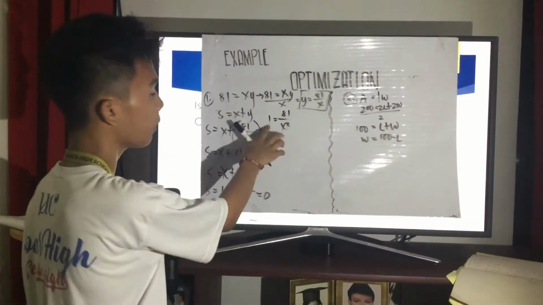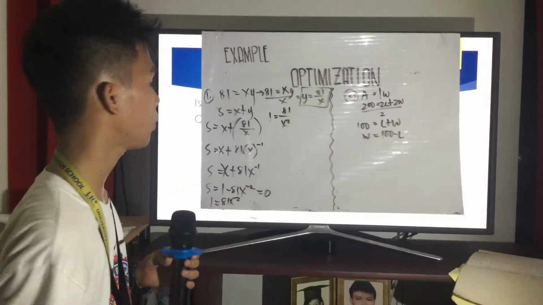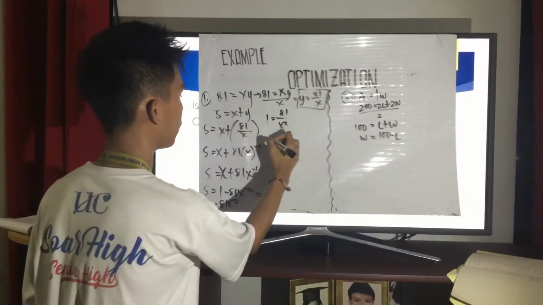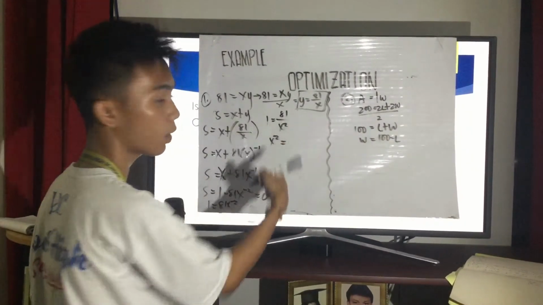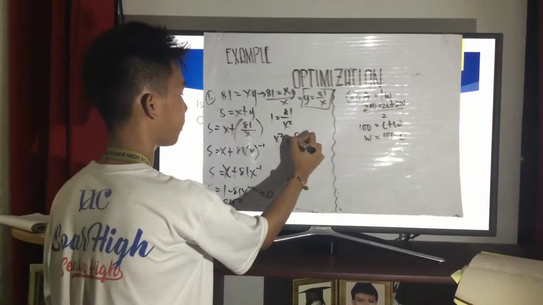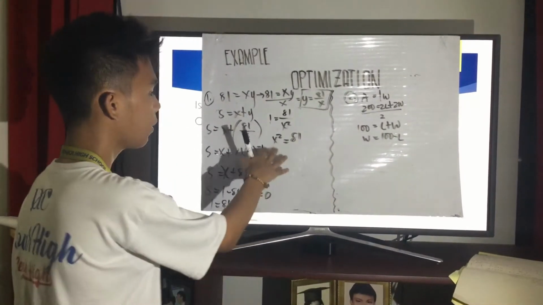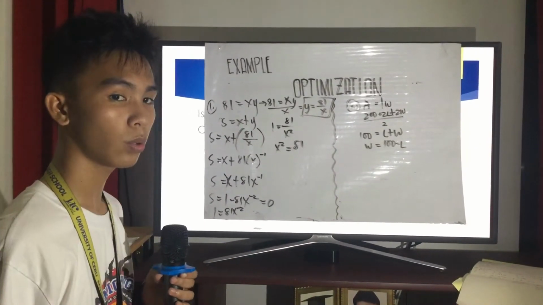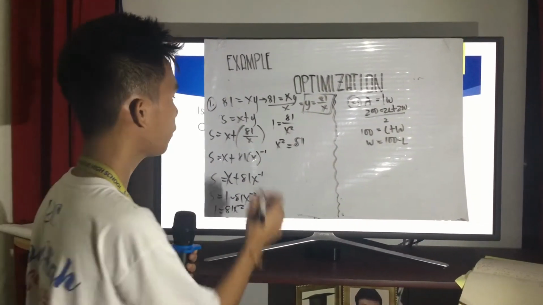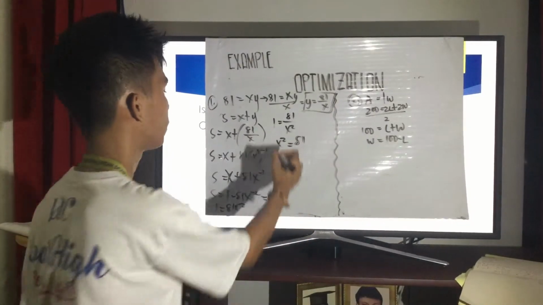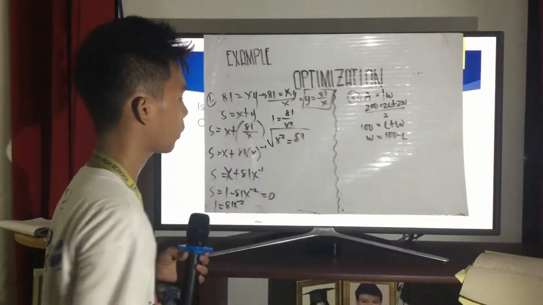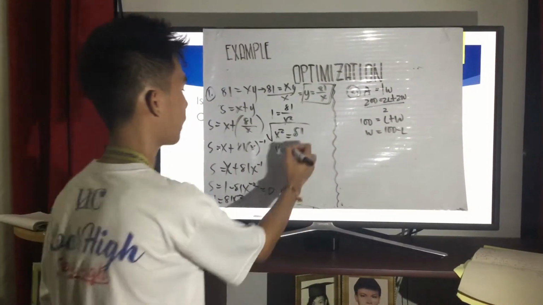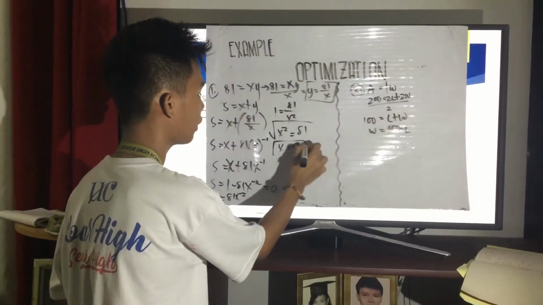So from this equation, we will get the value of x. We have to cross multiply. 1 times x squared is equal to 81 times 1, which is 81. But then this is only x squared. So what are we going to do to get the value of x? Of course, we will get the square root of x squared. So x is equal to the square root of 81, which is 9. x is equal to 9.